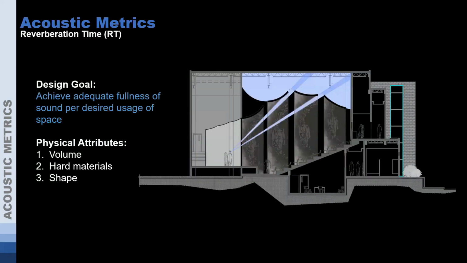One that many of you have probably at least heard about before, and maybe are a little familiar with, is reverberation time. Reverberation time is the amount of time it takes sound to decay 60 decibels, and it's measured in seconds. This is sometimes referred to as an RT60. A typical private office or living room space is going to have a reverberation time around a half second.